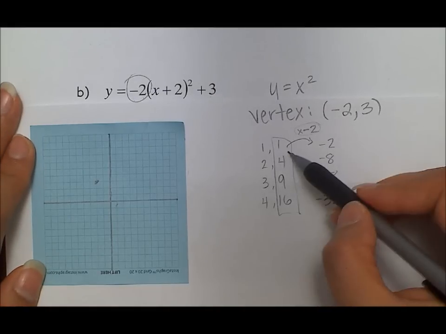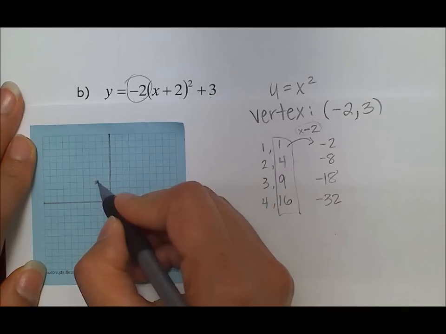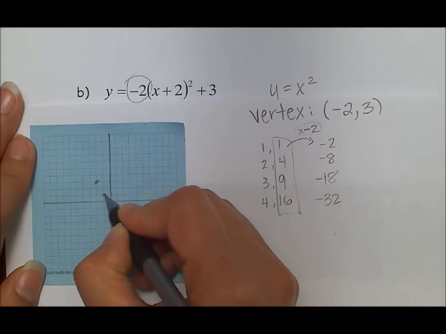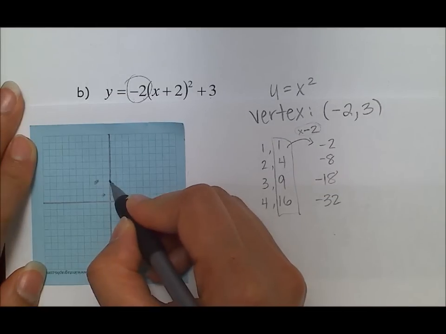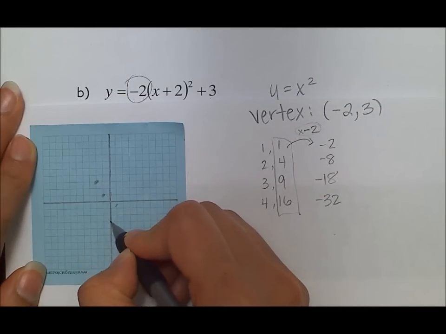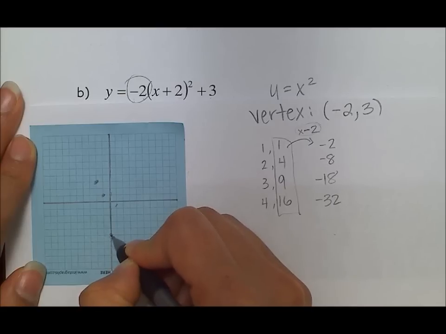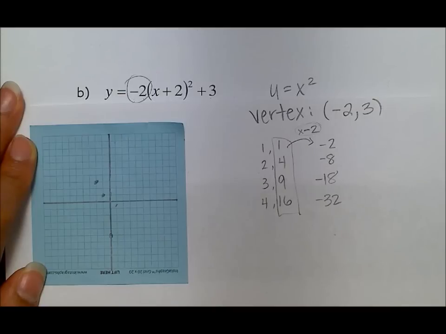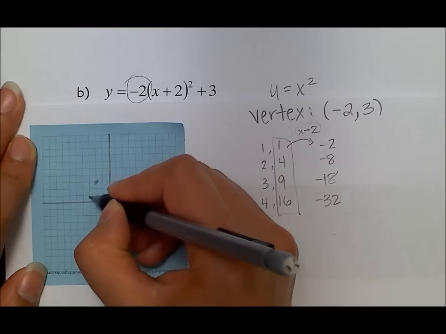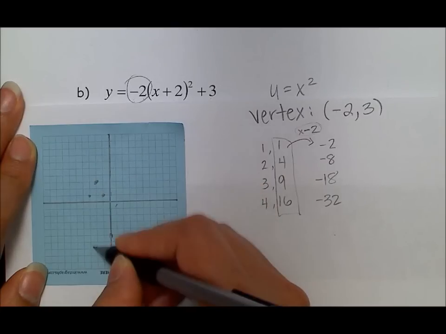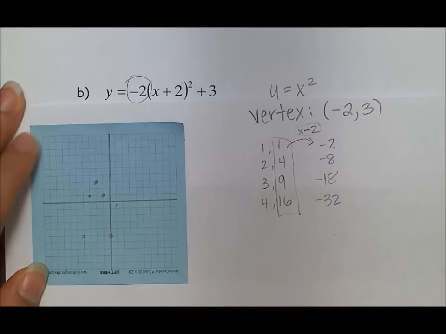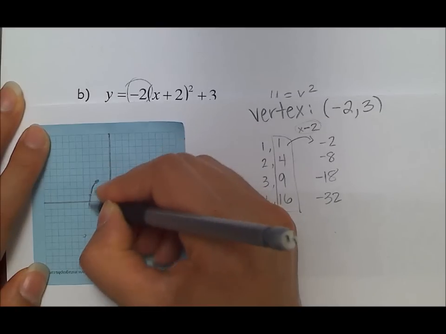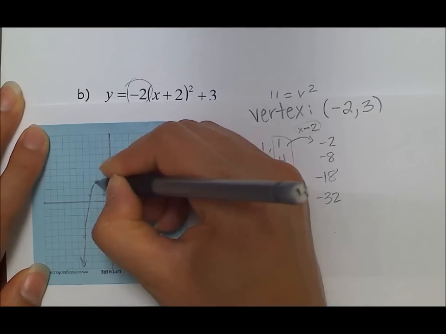So from the vertex, I'm going to move over 1, down 2. Then I'm going to move over 2, and I'm going to move down 8. So 2, 4, 6, 8. Is that right? Yes. And I don't think 18 will fit, so that's as much as I'm going to do. I'll continue to do the same thing on the left-hand side of the vertex since a parabola is symmetrical. And so the left side and the right side should look the same. And there's the graph of the function.